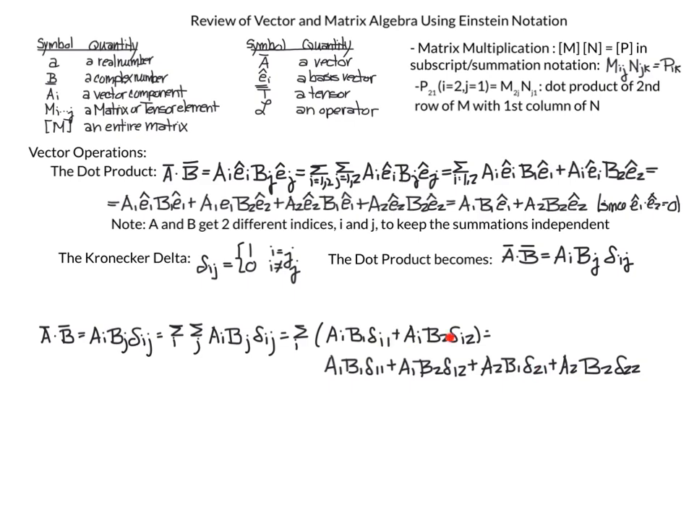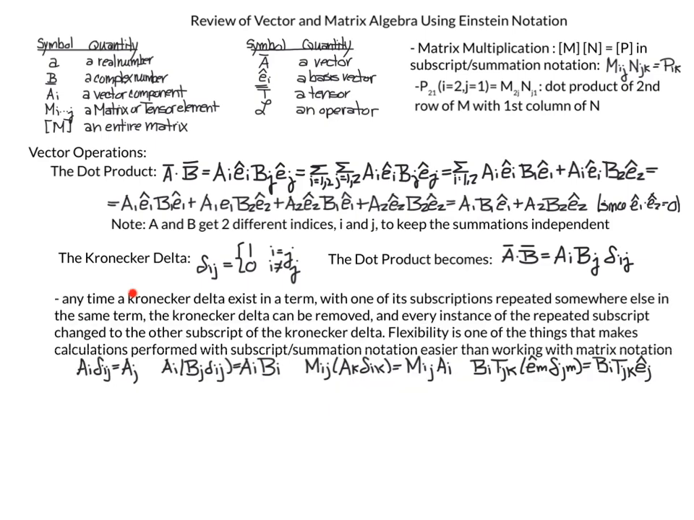And looking at the definition of my Kronecker delta, it's equal to 1 when i is equal to j, and 0 when i does not equal j. So this first one here, this goes to 1. This here goes to 0 because i and j are not equal. Here i is equal to 2, j is equal to 1, so this goes to 0. And here i and j are both equal to 2, so this goes to 1. Which leaves me with A1, B1 plus A2, B2, which is exactly my dot product for a two-dimensional vector.